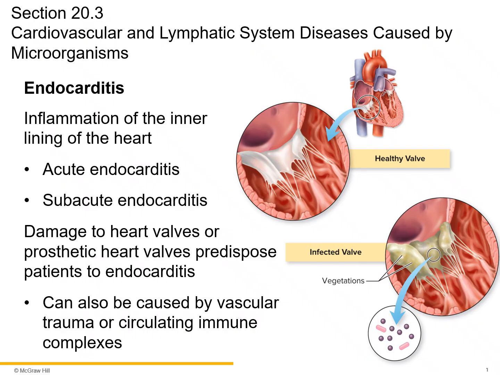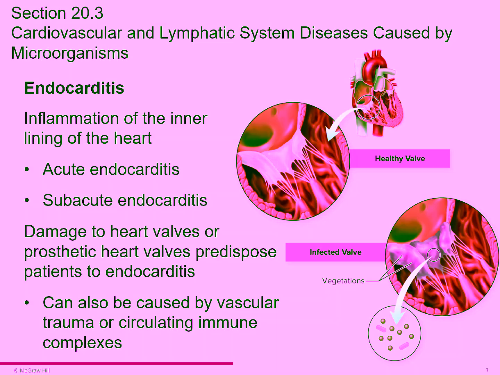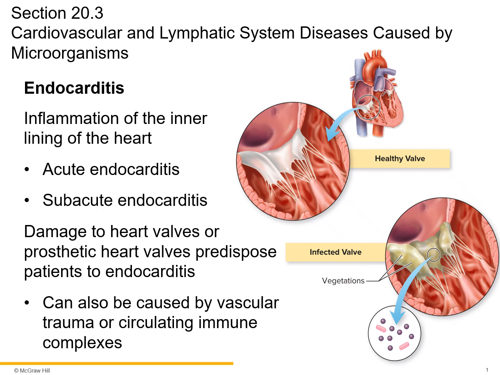Hello, microbiology students. We're going to start talking about the cardiovascular diseases by beginning with endocarditis. Now, the endocardium is the lining of the heart as well as the covering of the valves. And there's two kinds of endocarditis. One is acute, which means it comes on rapidly, and the other one is subacute, which means it's a gradual progression. They both have the potential to be fatal, okay?